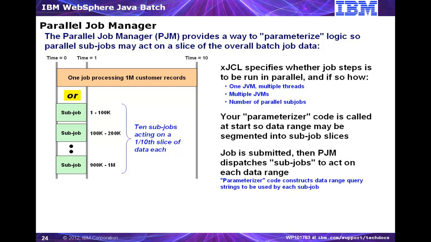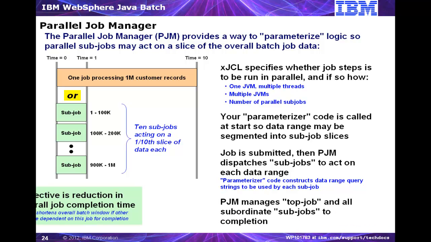When the overall job is submitted, the container sees that parallel processing is called for based on the properties in the XJCL. It calls the parameterizer and then splits the top job into the specified number of sub-jobs. It dispatches the sub-jobs and they begin execution, and they work on the data range set up by your parameterizer code. The Parallel Job Manager watches over all the sub-jobs.